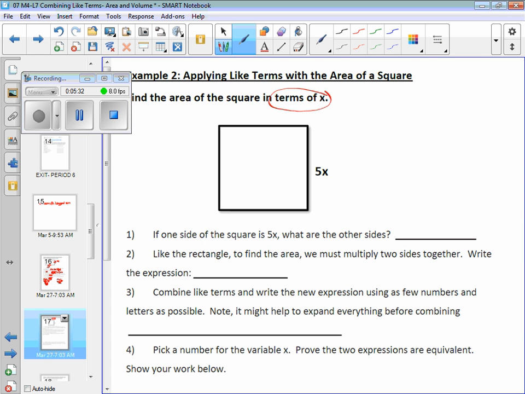But for right now, if one side of the square is 5x, what are the other three sides? So we get the idea that all sides are equal in a square. So they're all 5x. To find the area, side times side, length times width, 5x times 5x. I'll add the dot just so you could see it. But technically, you could do it this way, or you don't need it at all. You could just do this, and it still would be right.